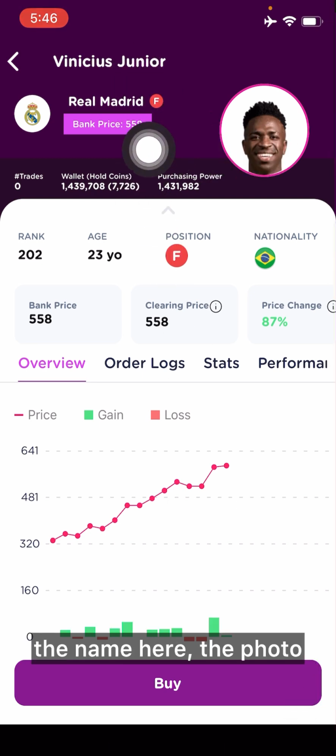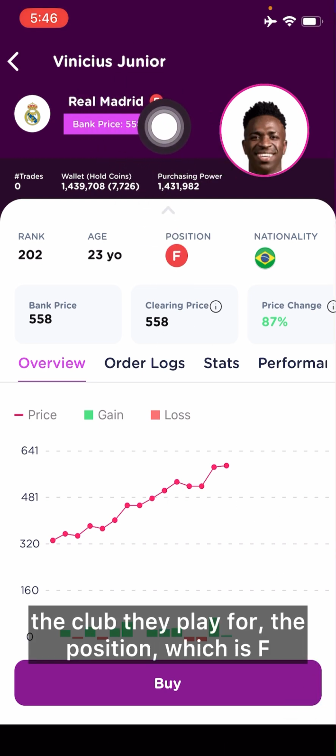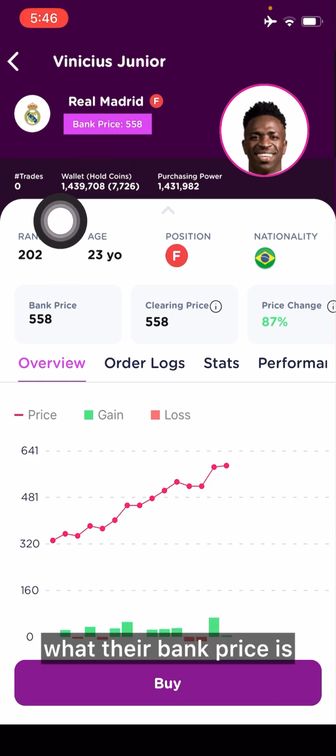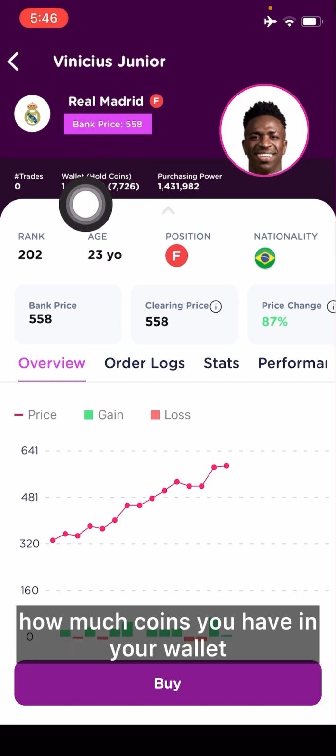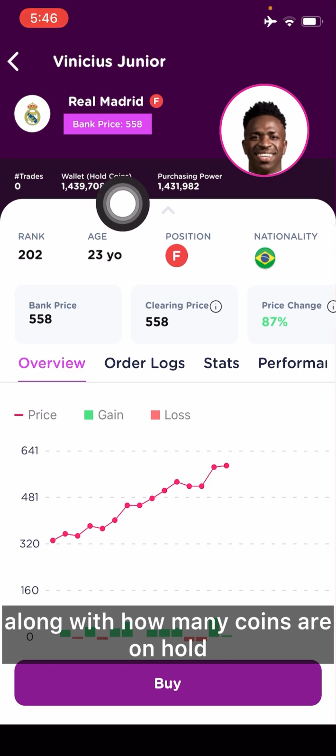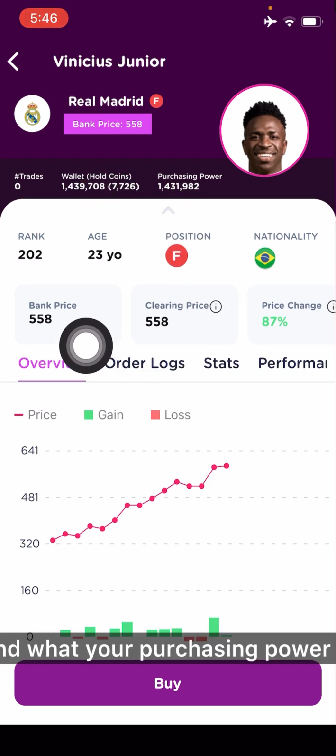So you can see the name here, the photo, the club they play for, the position, which is F, what their bank price is, how many coins you have in your wallet, along with how many coins are on hold, and what your purchasing power is.